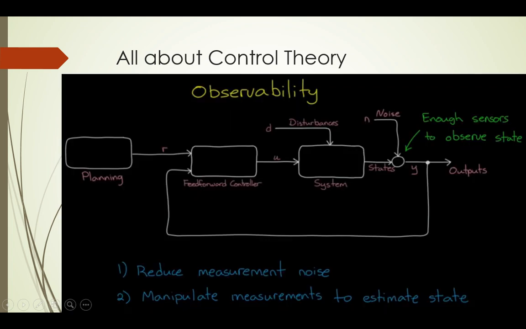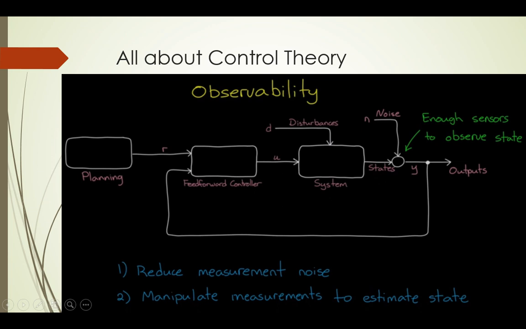Now sometimes we want to compare some output with the system reference, but the thing is that the output is not available. In that case we need to introduce sensors, or we need enough sensors to observe all the states. So this is a problem that we can solve using observability, that we can design a state estimator or observer, so that the unknown states can be measured.